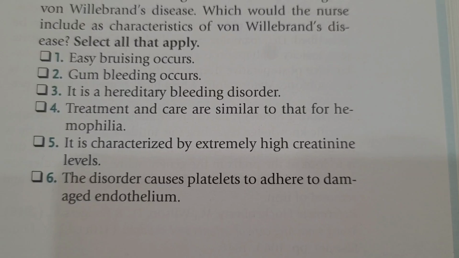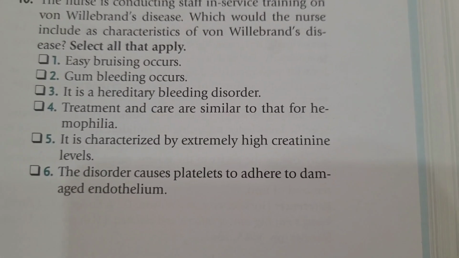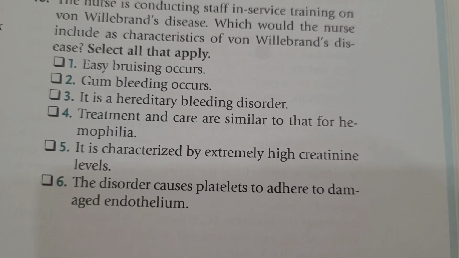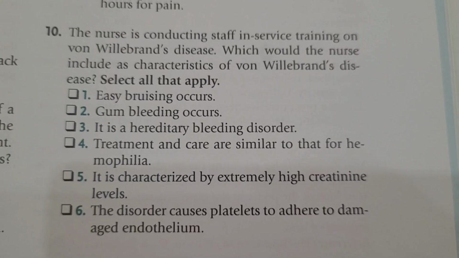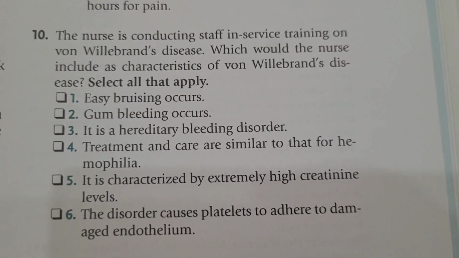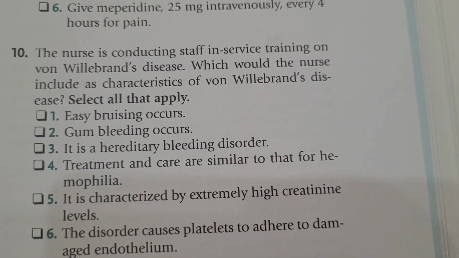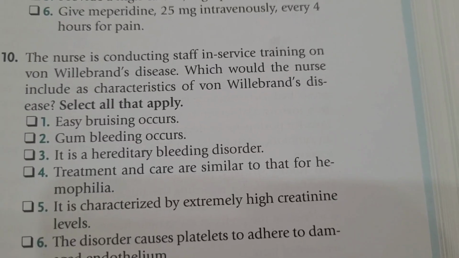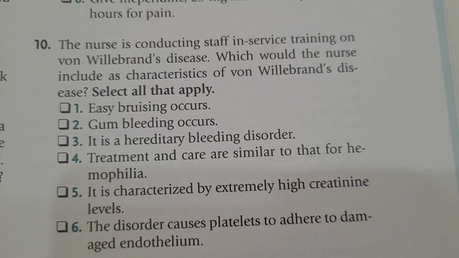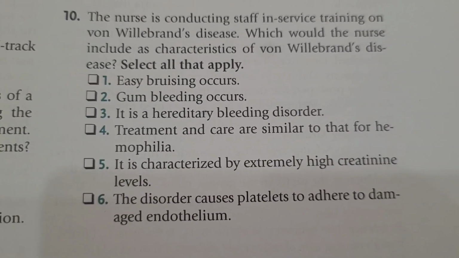Number 6, the disorder causes platelets to adhere to damaged endothelium. Yes, this is a correct option because it is characterized by an increased tendency to bleed from mucous membranes. What assessment findings will you see in this disease? Epistaxis, gum bleeding, easy bruising, excessive menstrual bleeding. Treatment and care are similar to measures implemented for hemophilia, including administration of clotting factors. And elevated creatinine level is not associated with this disorder. So our right options are 1, 2, 3, 4 and 6.